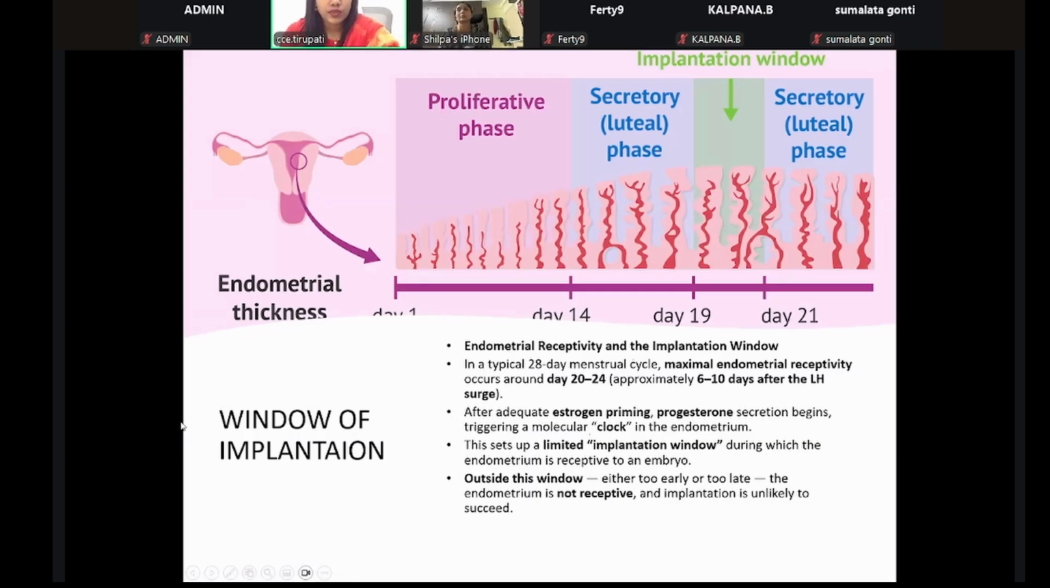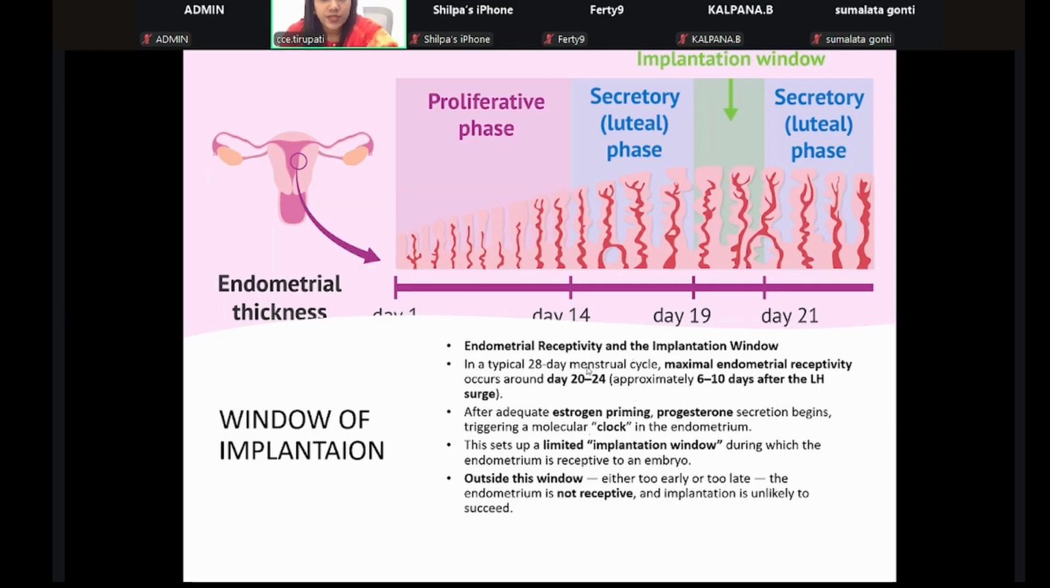In order to understand luteal phase support, you need an understanding of the window of implantation. So let us talk about endometrial receptivity and the implantation window. What happens in a typical 28-day cycle? Around day 20 to 24, as you can see here, is the implantation window, where endometrial receptivity is maximum.